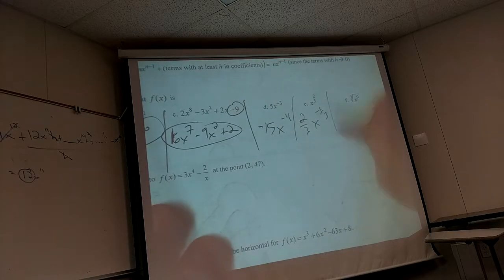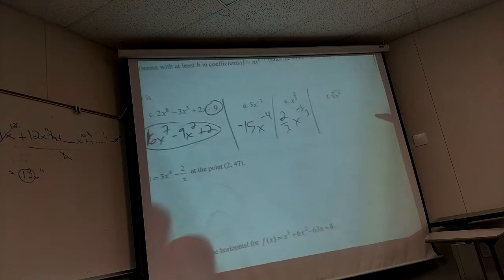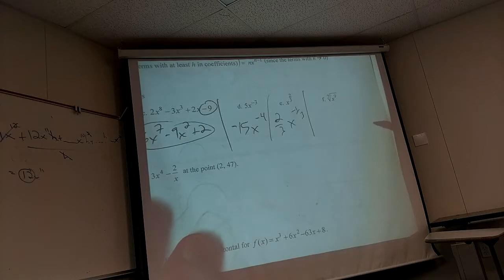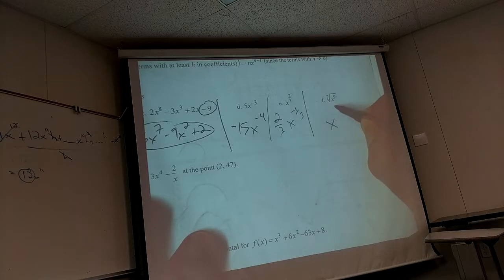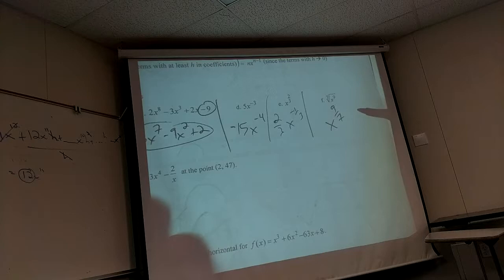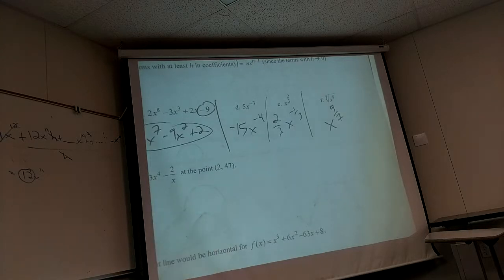What's wrong with part F? Is it written correctly? Can I use the power rule on something written like this? No, it's not written in power form. What's this look like in power form? 9/7, exactly, right? Now, last time I taught calculus, I noticed a lot of students having trouble remembering that.